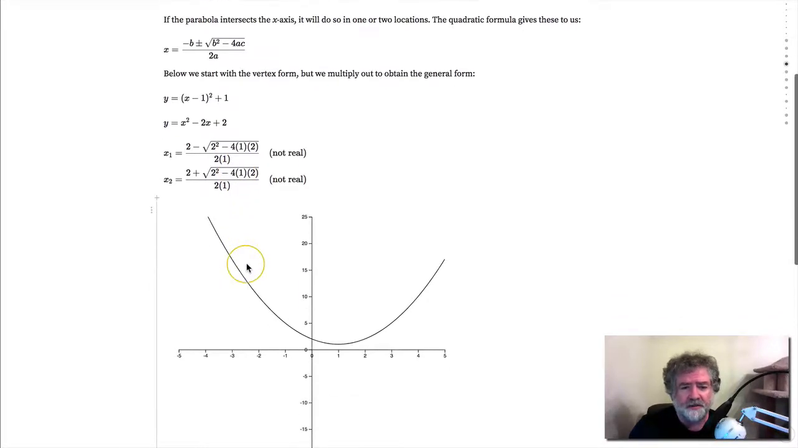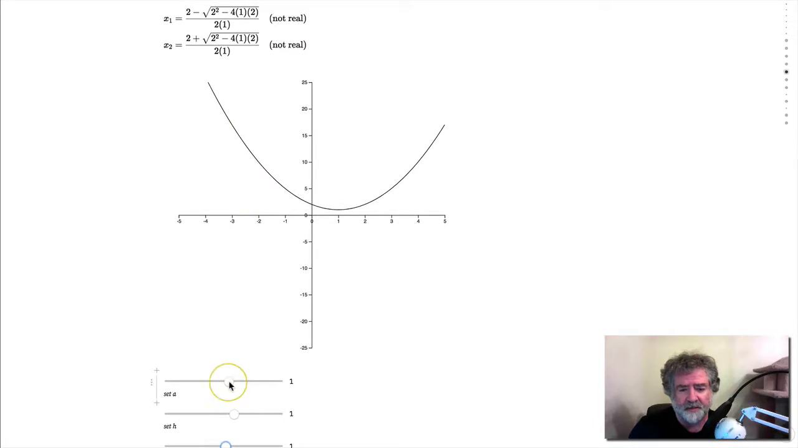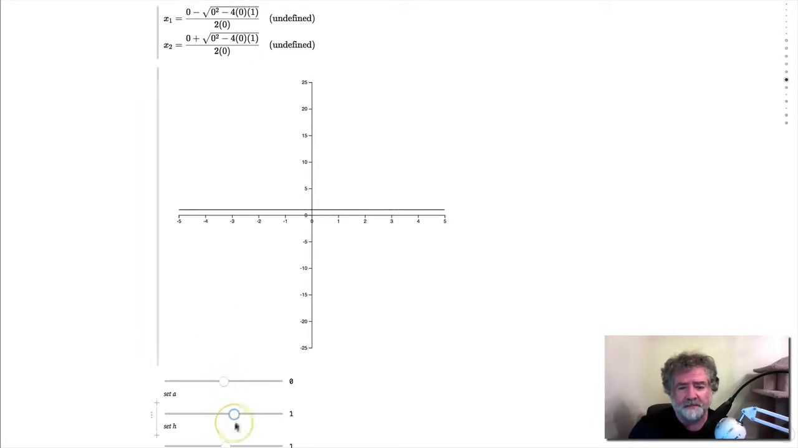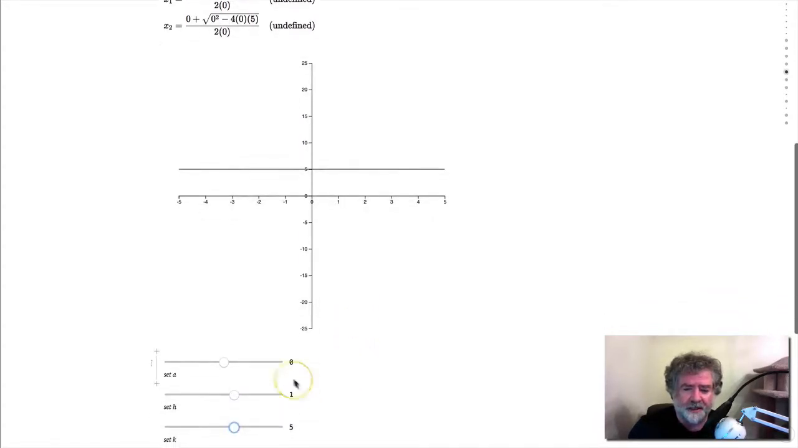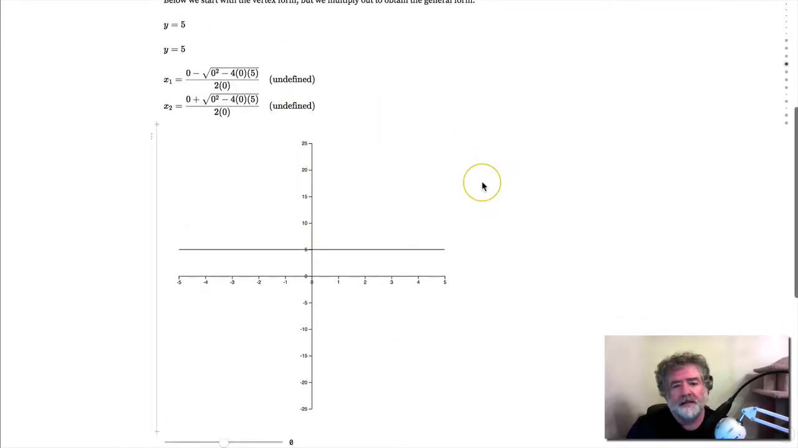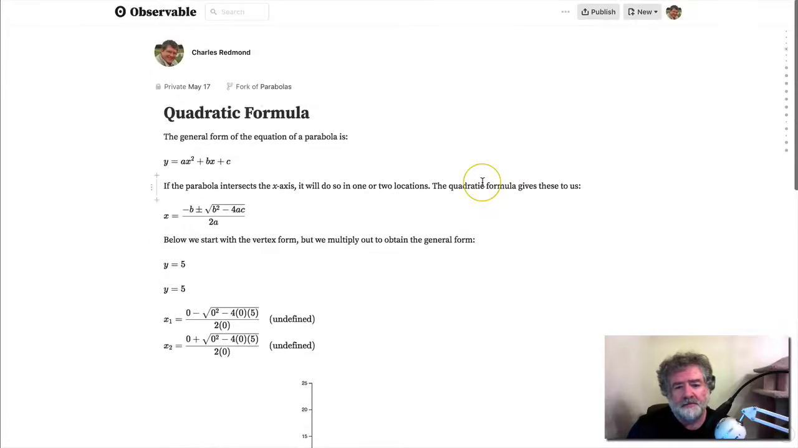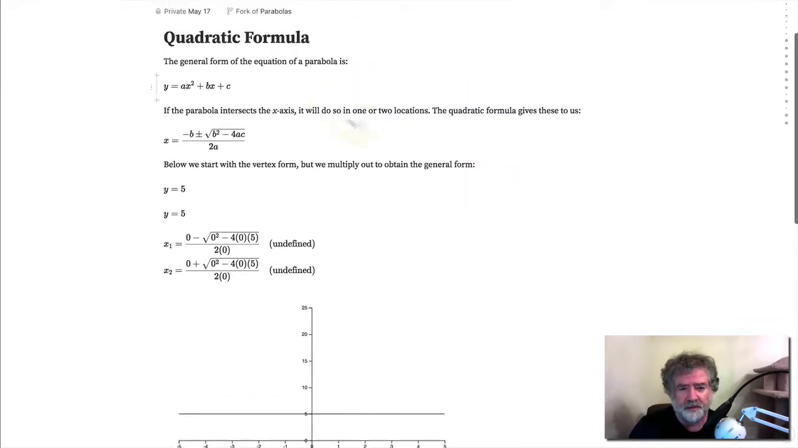And then also, I did leave division by 0 in there. So if I do set a equal to 0, you don't really have a parabola. Right, you've got a horizontal line. But I couldn't avoid 0 here with the slider, so I left it in. So I just say undefined in that case. So anyway, there you go. There's a good exercise for students to get familiar with the quadratic formula.